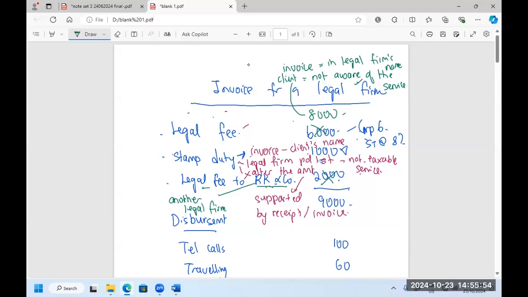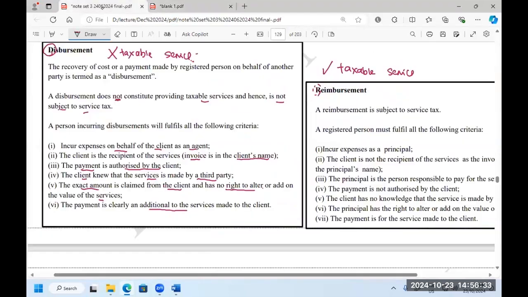Can the legal firm alter the amount or not? Can. So it can alter the amount. If you can alter the amount, that means let's say RK and K only charge 1,800, but you want to mark up another 200 inside to make it 2,000. So the 2,000 would have included markup. When it includes markup, that means it's a provision for business. As a result, service tax is applicable here. What do we call this? This is called reimbursement.